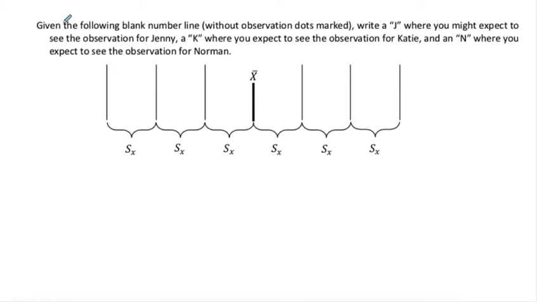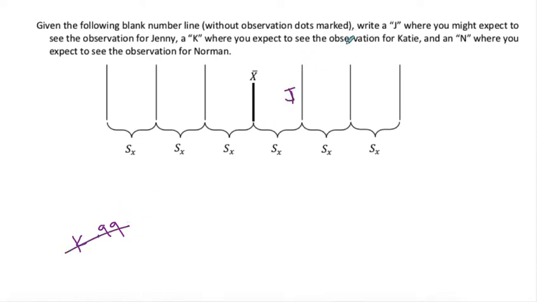And so if we look at the given blank number line here without any observation dots marked, let's write a J where we might expect to see the observation for Jenny, a K where you might expect to see the observation for Katie, and N where you might expect to see the observation for Norman. So K, okay, so she had a z-score of 0.99. So this is going to be almost 1 above here. So I'm going to put K here. Or I'm sorry, I think that was Jenny. I had that backwards. Let's put J here.